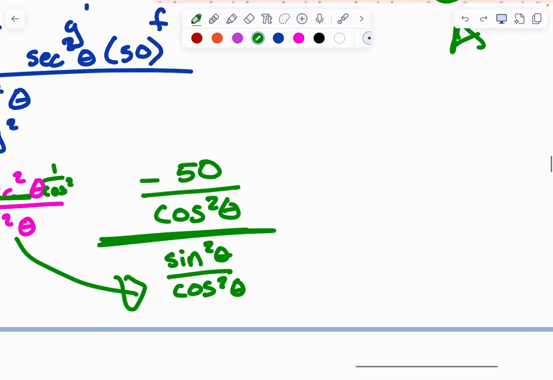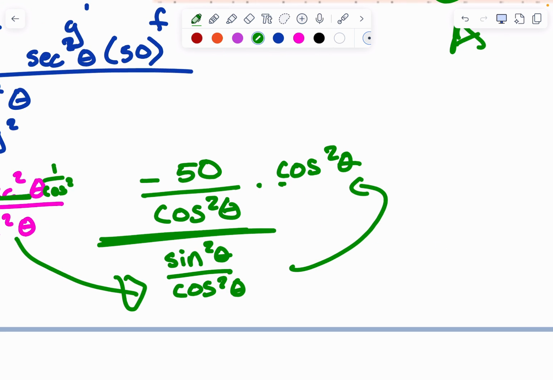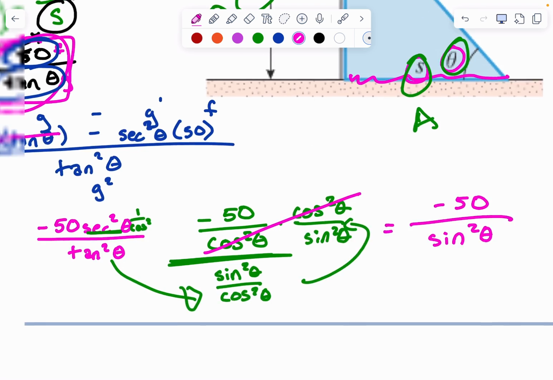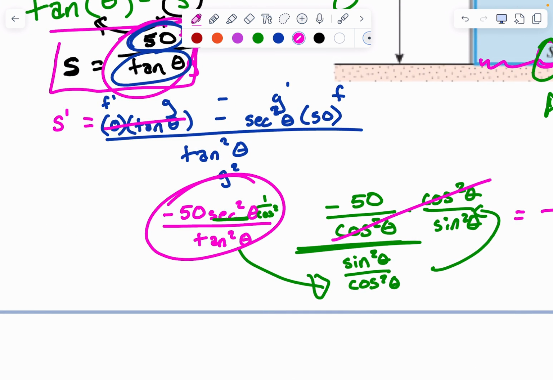Ready? If I flip this, times cosine squared theta over sine squared theta, what happens? Cancel. Cancel. So final answer before I plug in: sine squared theta. Now, Megan says there's no way I would get that. Can you get to this pink? Yes. Then just plug it in. But the only problem is you don't have secant.